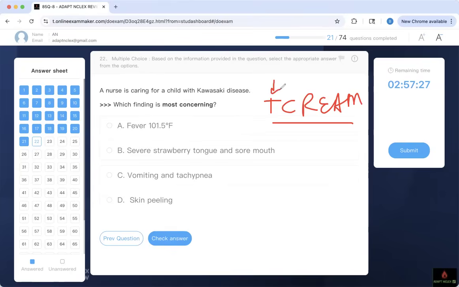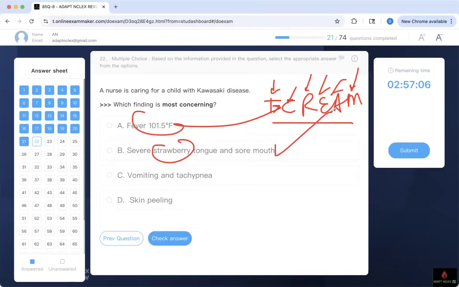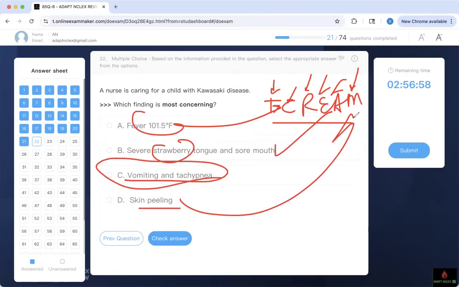T-CRASH. Temperature over 5 days. Conjunctivitis. Rash, erythema rash. Adenopathy. And they're going to have mucositis. Anything else is the priority. Fever, right there, ignore it. Strawberry tongue, mucositis. Vomiting: I don't expect them to be vomiting, having tachypnea. Skin peeling, that's the rash.